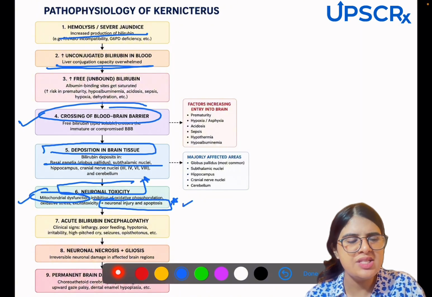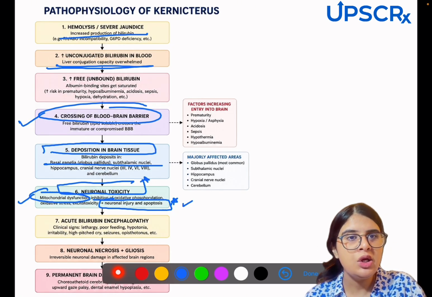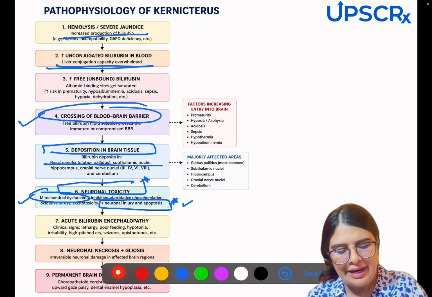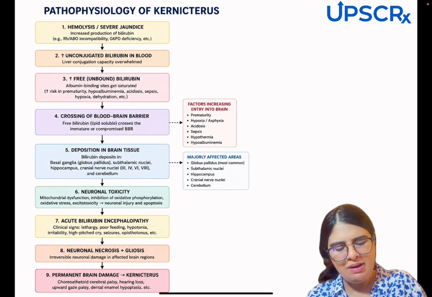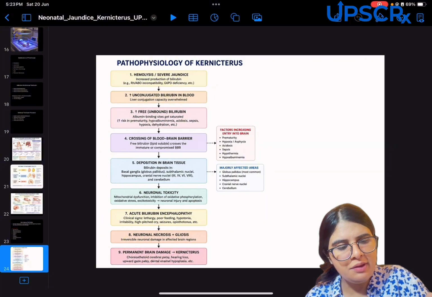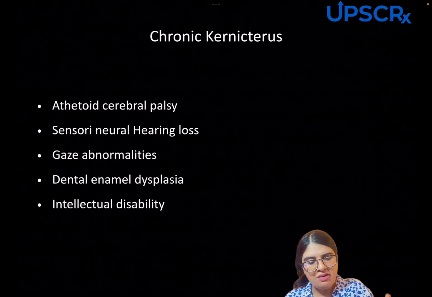And this neuronal injury is of permanent type, right? So there can be mitochondrial dysfunction, there can be neuronal toxicity because of the bilirubin which is going and depositing there, which can cause acute bilirubin encephalopathy initially, but later on what can happen is there can be permanent brain damage. Okay, now we'll just see what are the main features here.